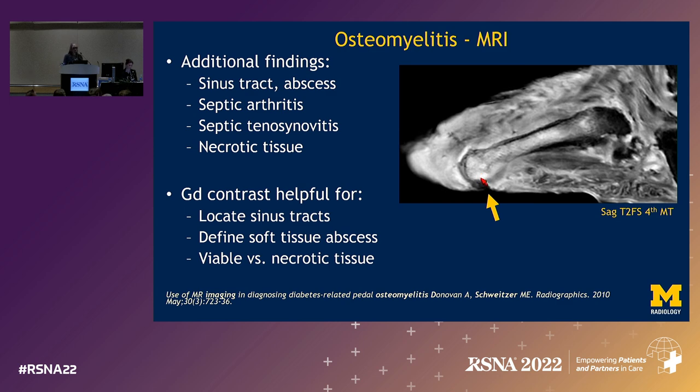Now, MRI also can show us sinus tracts, abscesses, septic arthritis, and this is partially imaged in this case here. The toe is a little out of plane, as well as necrotic tissue, where when we add gadolinium, that tissue will not enhance because it's devitalized. Gadolinium also helps outline sinus tracts, which I'll show in a subsequent case, and helps us to define soft tissue abscess.